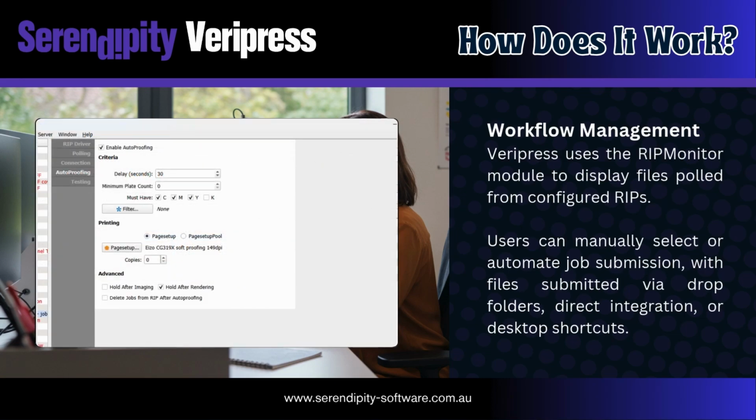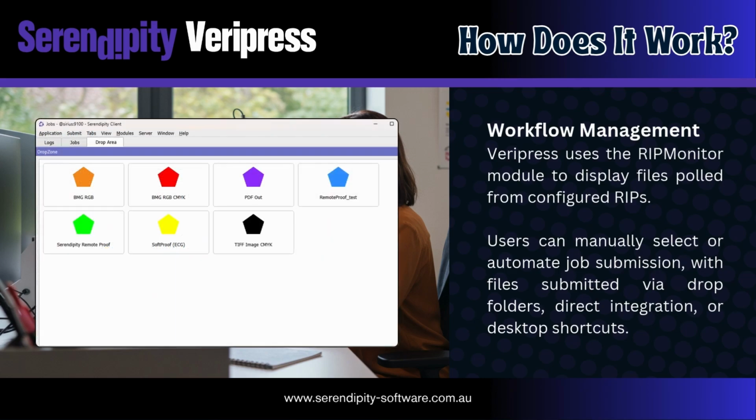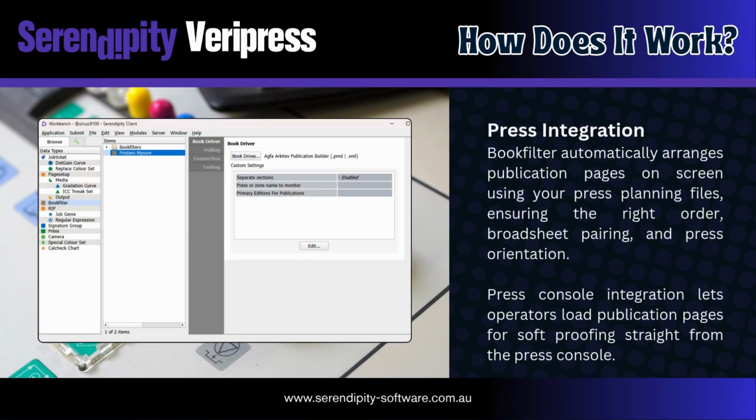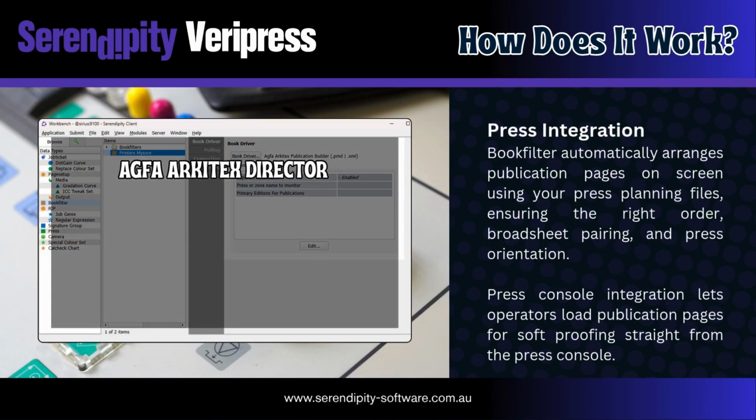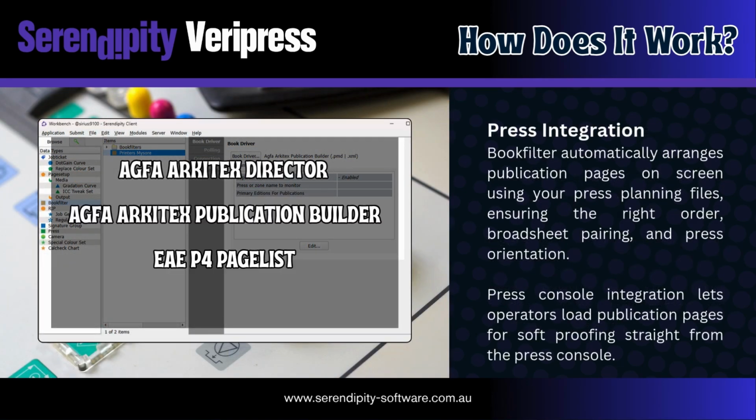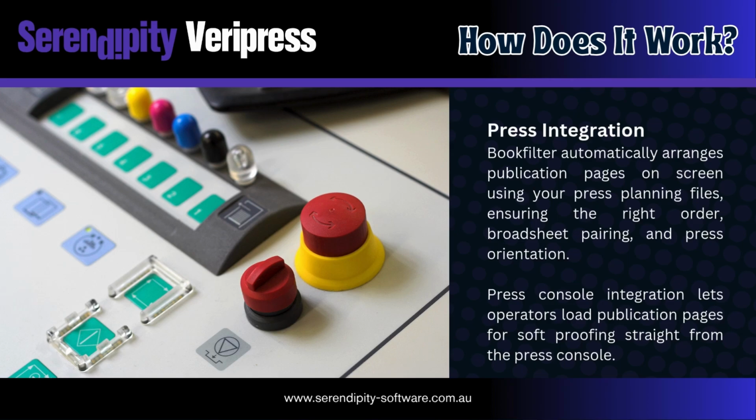Users can manually select or automate job submission, with files submitted via drop folders, direct integration, or desktop shortcuts. Book Filter automatically arranges publication pages on screen using your press planning files, ensuring the right order, broadsheet pairing, and press orientation. Press Console integration lets operators load publication pages for soft proofing straight from the press console.